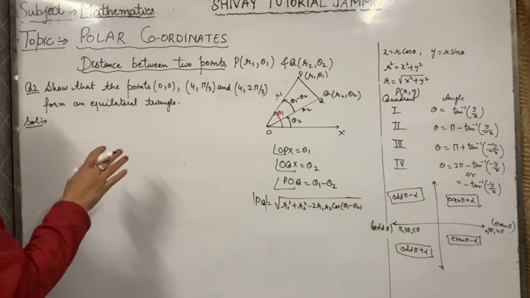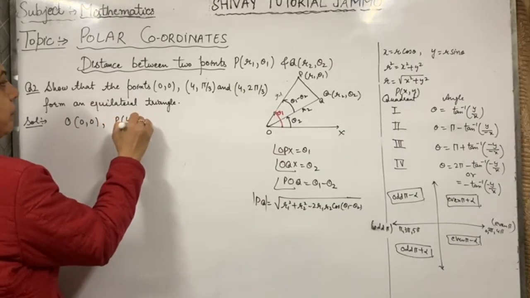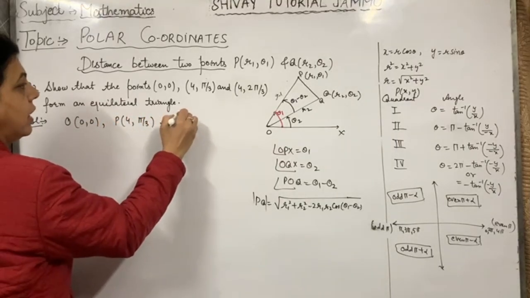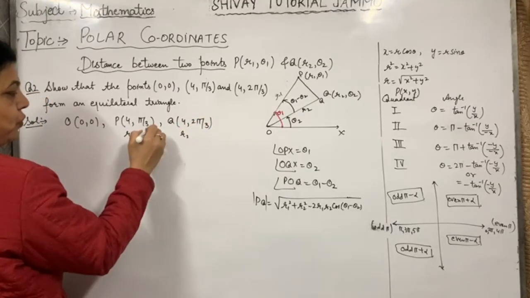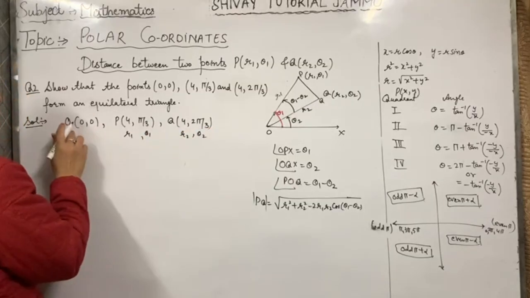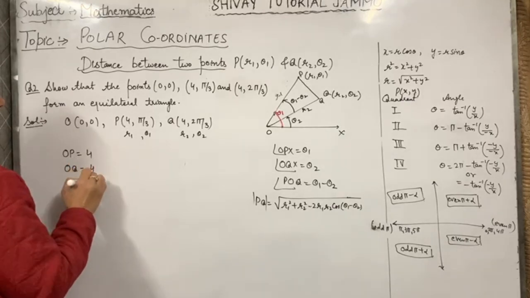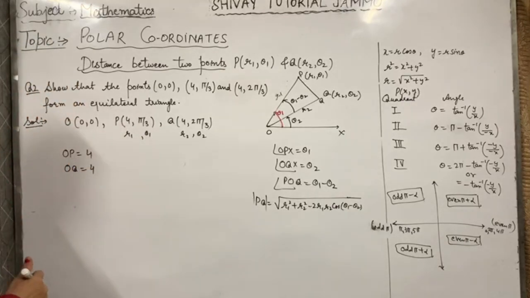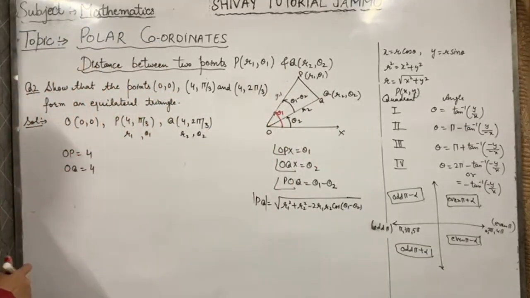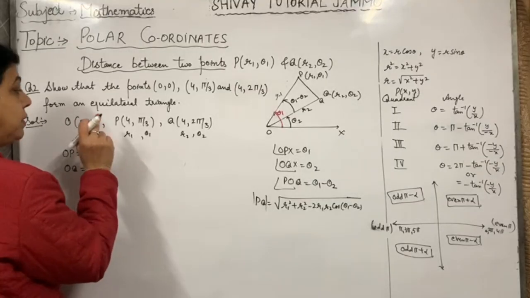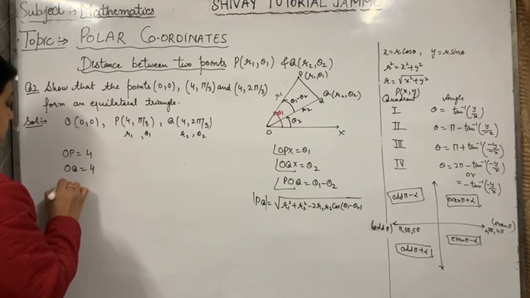Next, show that these 3 points form an equilateral triangle. First is origin, second we take point P, and third we take as Q. r1 is 4 and r2 is 4. Okay? Distance between OP is 4 and distance between OQ is also 4. Clear? r1, r2, these are the distances. r1 is distance between O and P and r2 is distance between O and Q. Now, these two are same. If distance between P and Q is again 4, then it is an equilateral triangle. So, we will find distance between PQ.